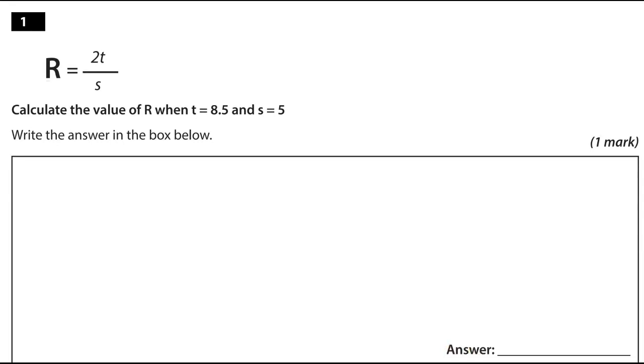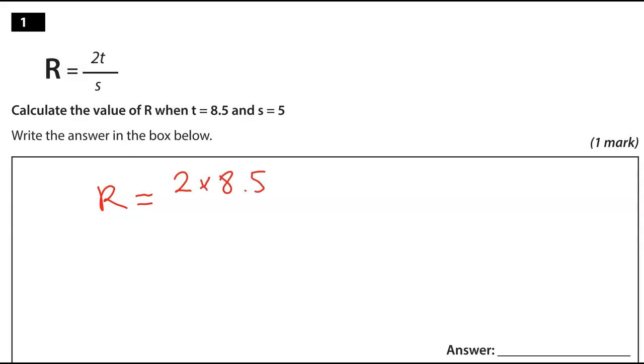R is equal to 2t divided by s. Calculate the value of r when t is equal to 8.5 and s is equal to 5. Write the answer in the box below. So we've got the value of r when t is equal to 8.5. So 2 lots of 8.5.